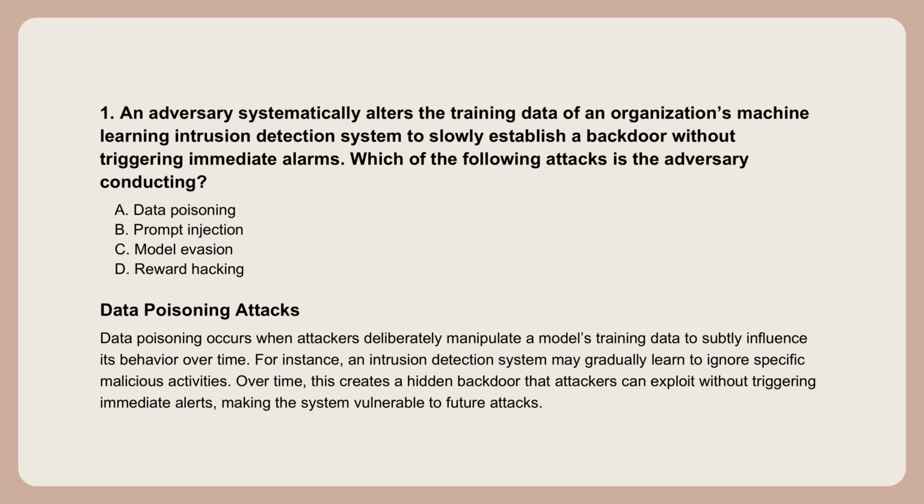Here is our first scenario. An adversary systematically alters the training data of an organization's machine learning intrusion detection system to slowly establish a backdoor without triggering immediate alarms. Which of the following attacks is the adversary conducting? The options provided are A, data poisoning, B, prompt injection, C, model evasion, and D, reward hacking. Based on the source material's definitions, the correct answer here is A, data poisoning.